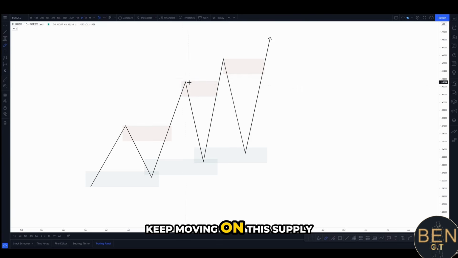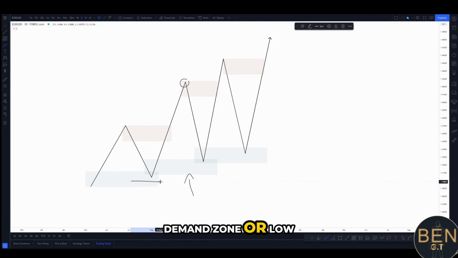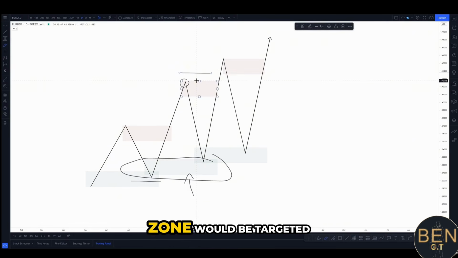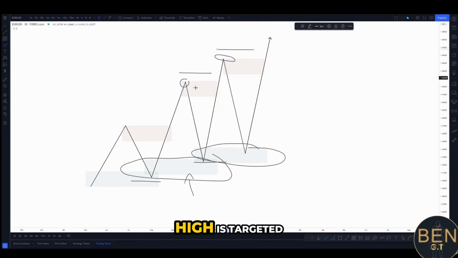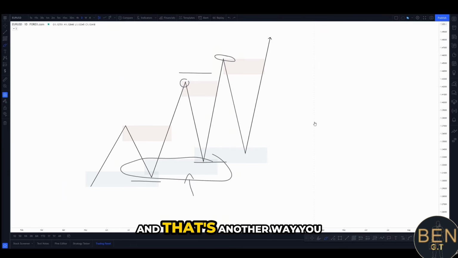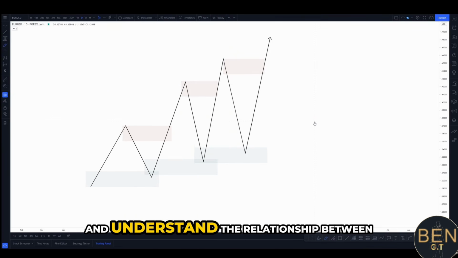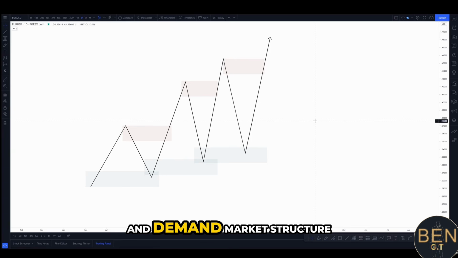We keep moving on. This supply zone or high failed to take out this demand zone or low. Therefore, this high or supply zone would be targeted. This supply zone and this high failed to take out this low and this demand zone. Therefore, this supply zone and this high is targeted. And that's another way you can bridge the gap and understand the relationship between supply and demand, market structure, and how we can apply these protected and targeted concepts to that.